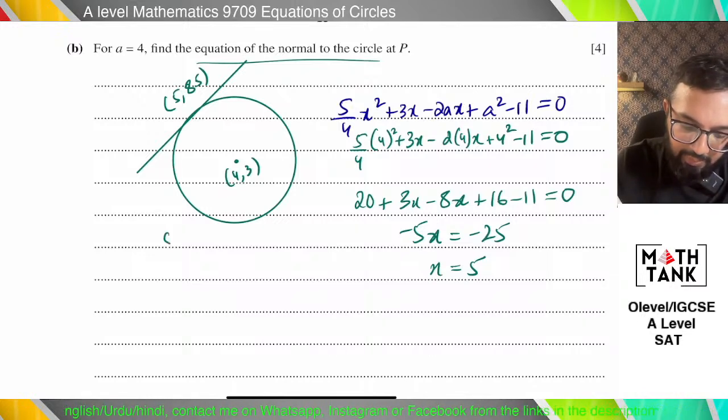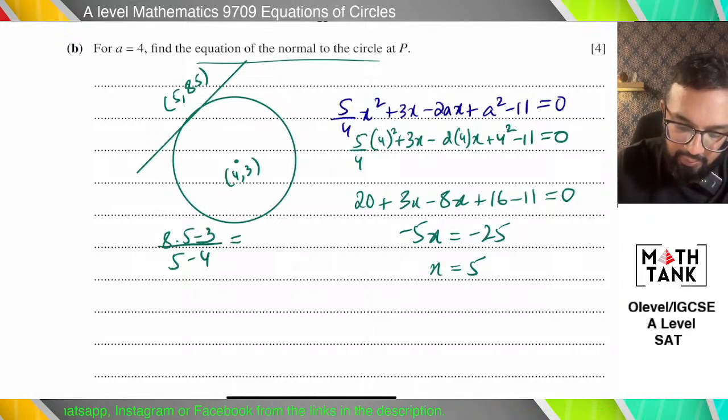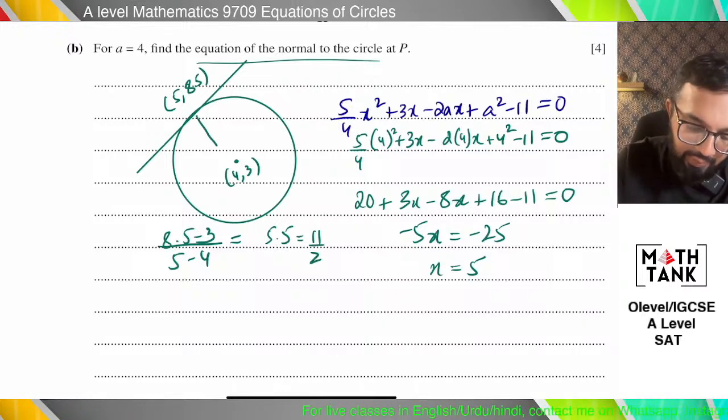Okay, what is the gradient between these two? 8.5 minus 3 and 5 minus 4. So that's 5.5. Okay, that's 11 over 2. That's the gradient of this. That is what I'm trying to find, the normal.